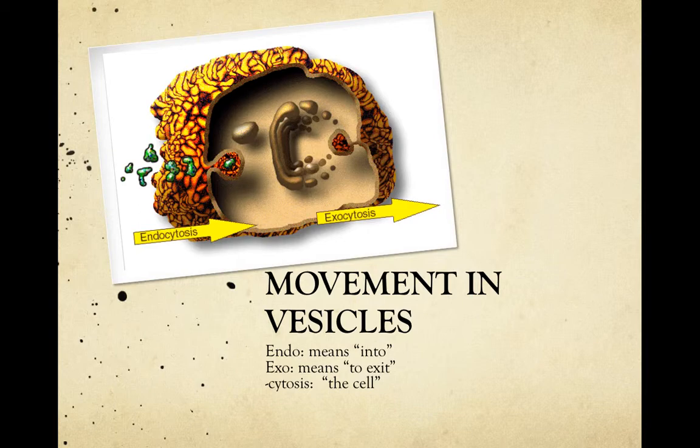So some prefixes and suffixes to look at. Endo means into. Just listen to the word, endo, okay? Into. Exo means to exit. Just look at it, EX. It looks like an exit sign all by itself. And cytosis means the cell. Cyte means cell. So endocytosis means we're going to move stuff into the cell. Exocytosis means we're going to get things out of the cell.